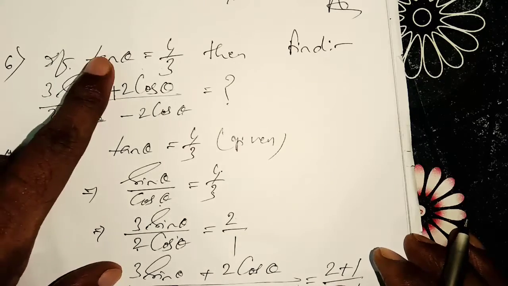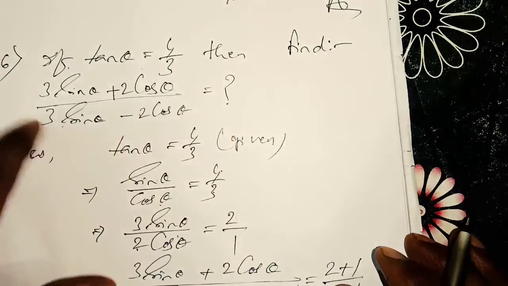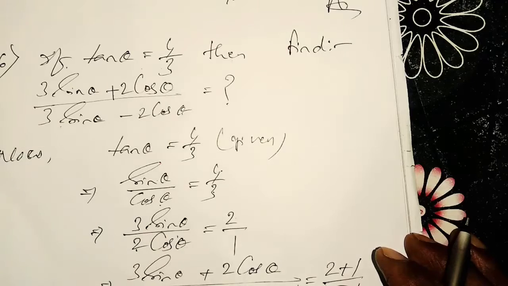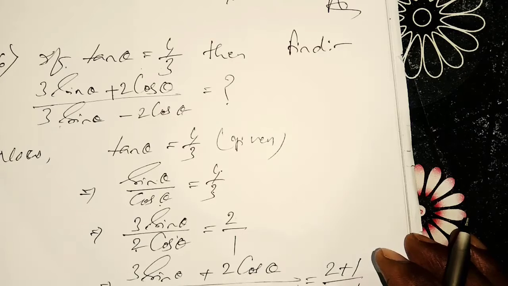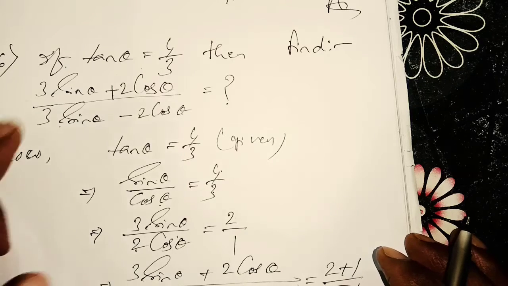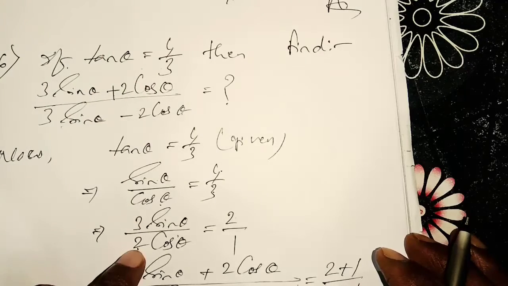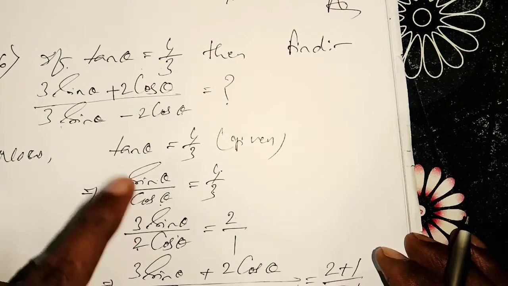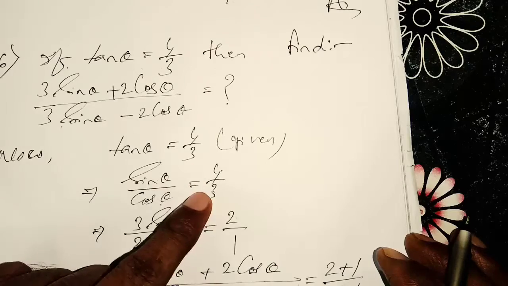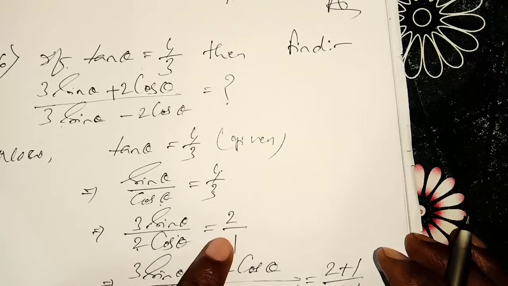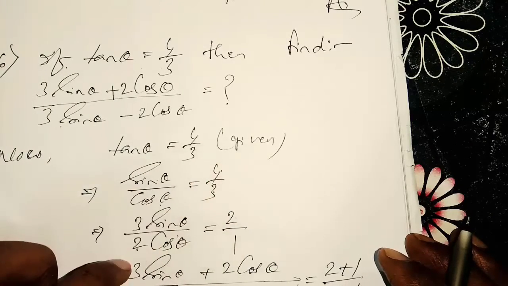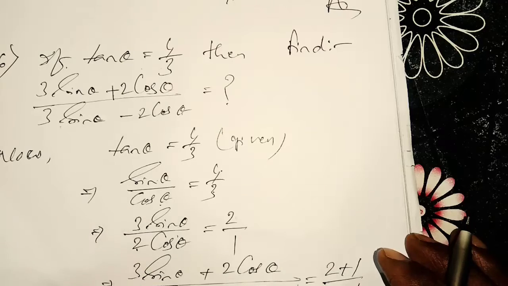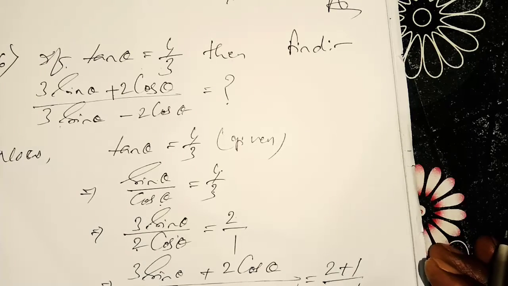See, if the tan theta value is given as 4 by 3, you have to find out this value. This question came in the SSC exam in 2011. This question you have to solve within a second. I am explaining, therefore taking time. But if you know the tricks, you just write the required sin theta by cos theta equal to this. From here you take 3 and from 4 you take 2 here. Then using the componendo and dividendo properties of ratio and proportion, you get the answer 3.